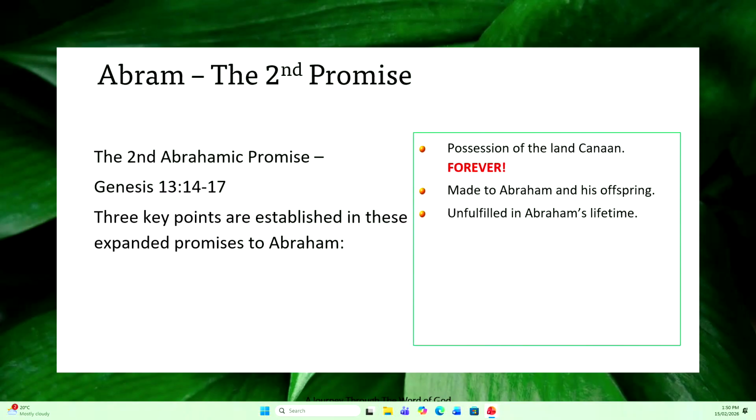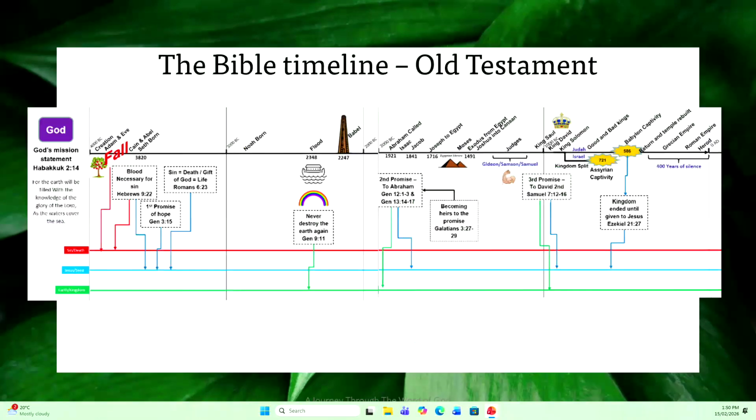However, we know that Abraham never actually got to inherit it, which we're going to answer this afternoon, because that's quite strange that he's been made a promise that he was going to inherit the land forever, and he actually didn't get to do it.